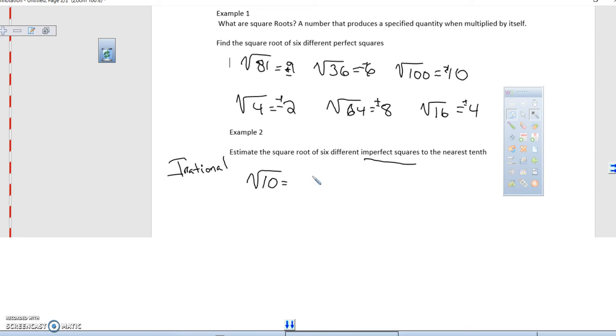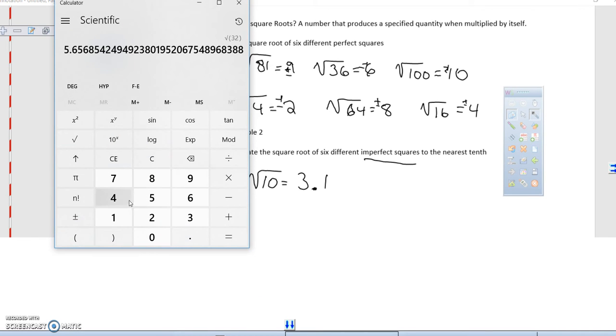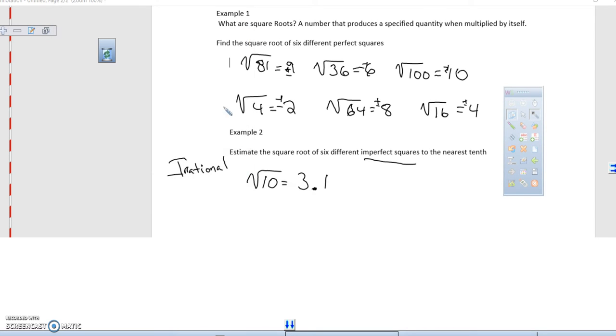So the square root of 10, we know it's more than 3 because 3 times 3 is 9. It's just slightly more than 3. So we might estimate it at 3.1. Let's say the square root of 10 is 3.16. So probably a better estimate would actually be 3.2.